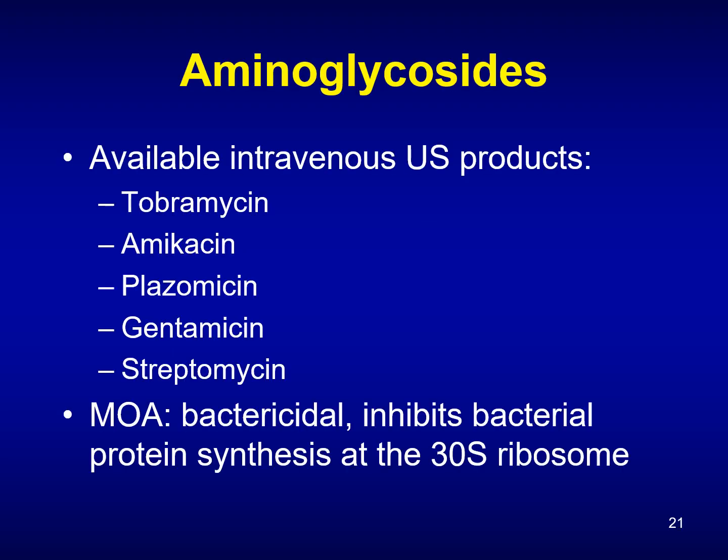Now switching gears to aminoglycosides. These are the currently intravenous available products in the U.S.: tobramycin, amikacin, plazomicin, gentamicin, and streptomycin. Aminoglycosides are bactericidal, and they inhibit bacterial protein synthesis at the 30S ribosome.